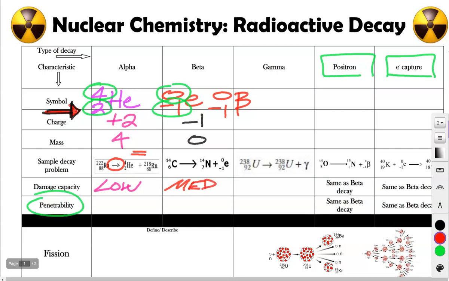Not really that concerning again, but they're in the medium range. And then what can they penetrate? Or rather, what can the beta particles be blocked by? They can be blocked by heavy clothing.